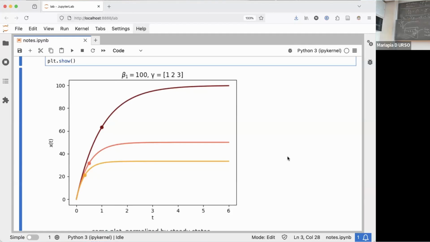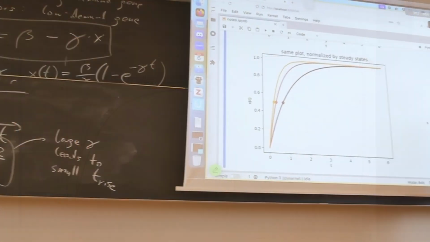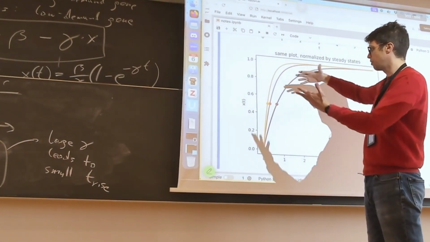So beta 100, gamma equal to 1 is the original case that we had here. And then we have a bigger gamma and an even bigger gamma here. And what we see, of course, is the steady state also goes down with increasing gamma. But of course, if we normalize again, so this is everything normalized to 1, to the steady state 1.